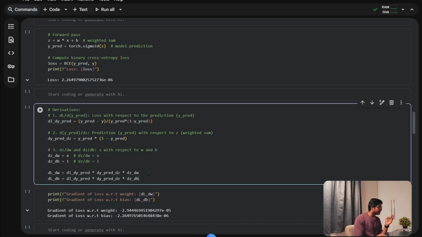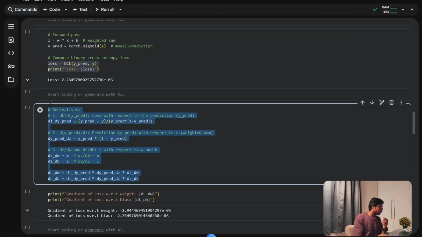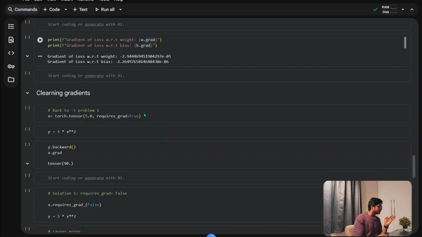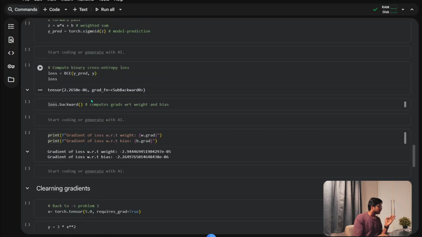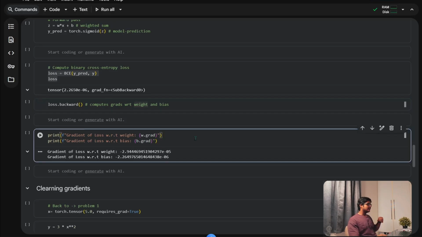So we avoided all this manual coding. We simply did this, called loss.backward, and then we got the gradients using w.grad and b.grad. So we avoided all this manual coding. We calculated the loss, we did loss.backward, and simply we did w.grad and b.grad. And that is the beauty of Autograd, guys.